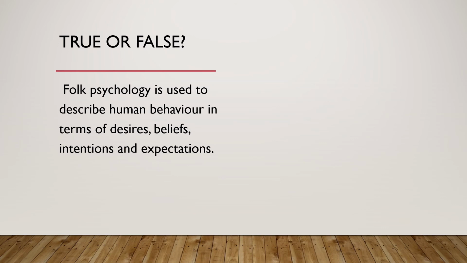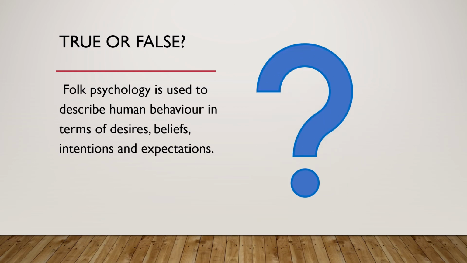Now we're going to end with a learning activity. This is just going to be a quick, simple learning activity, just true or false. If everyone could get involved, when I give a statement, as quick as we can in the private chat, just say whether you think it's true or false. The fourth statement is: folk psychology is used to describe human behaviour in terms of desires, beliefs, intentions and expectations. If you could just write in whether you think this is true or false.